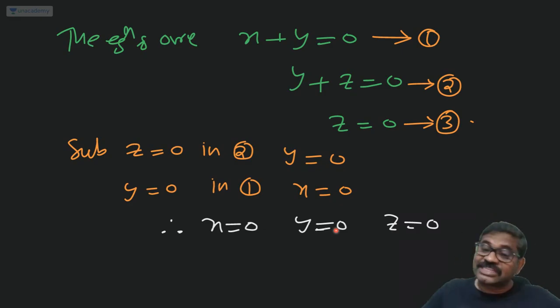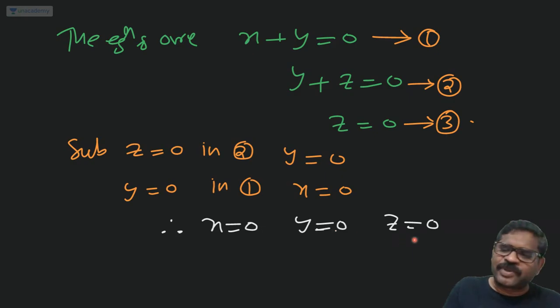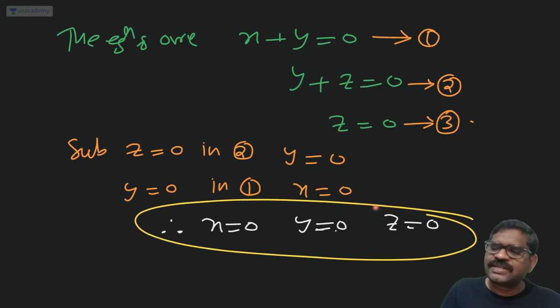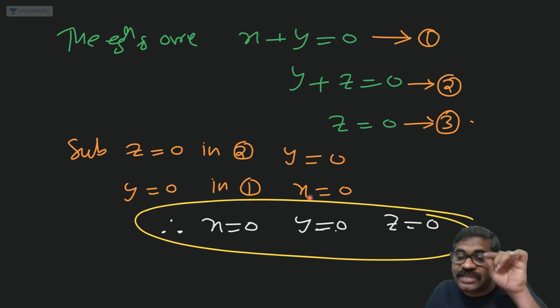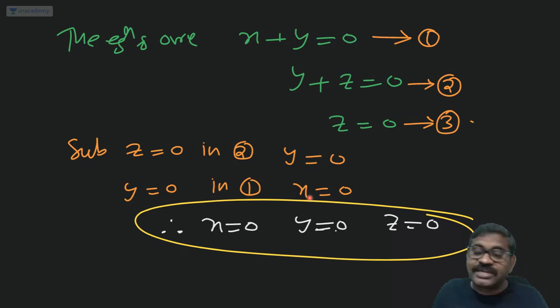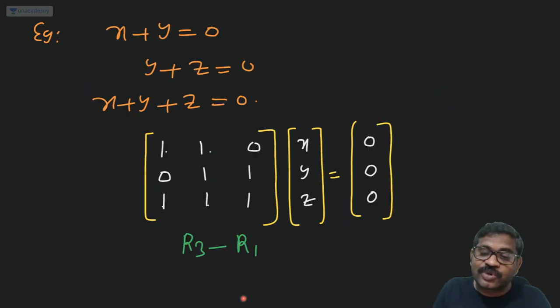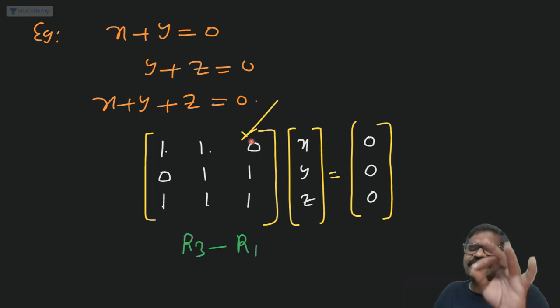Understood? That's why the system possesses zero solution or trivial solution. So in the case of trivial solution, if you verify the determinant value of A, 100% the determinant of A is non-zero.